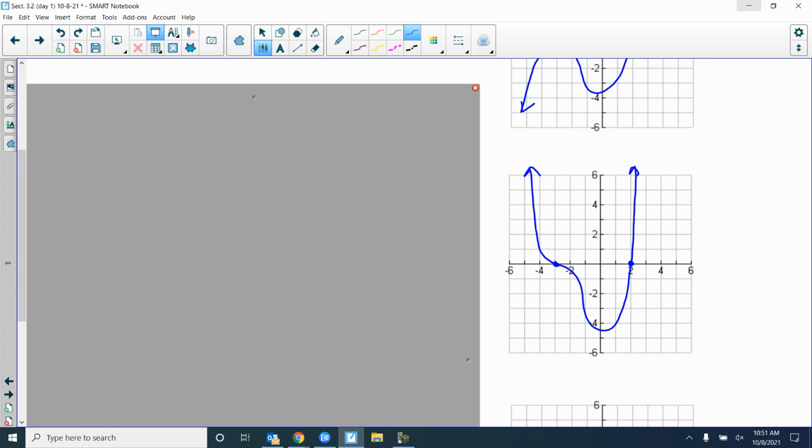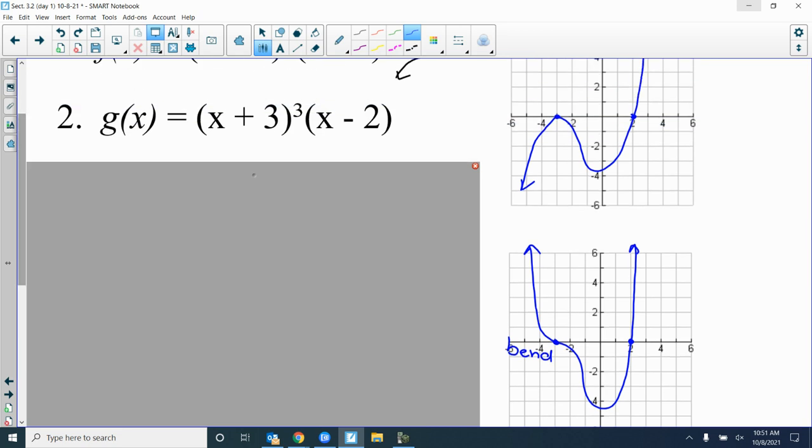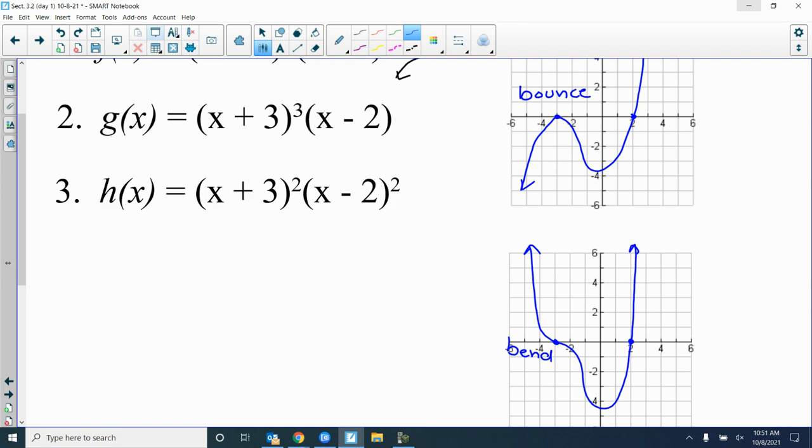That's called a bend or a squiggle. That is called a bend. The one up above, if it just hits the point and turns around, that's called a bounce. So we kind of got 3 things. It can either bounce, it can bend, or on both of these, it just goes straight through. There's no change. All right. Type in that one. Think about what it's going to do, and then graph it.